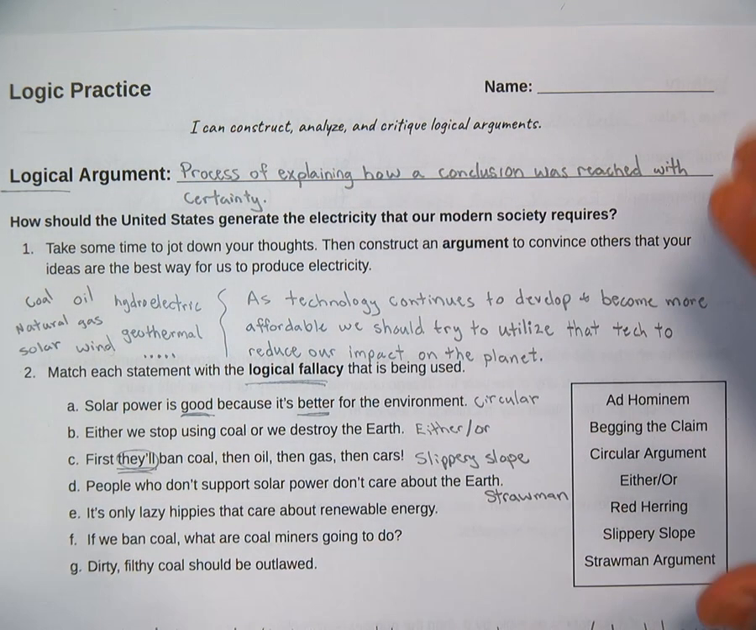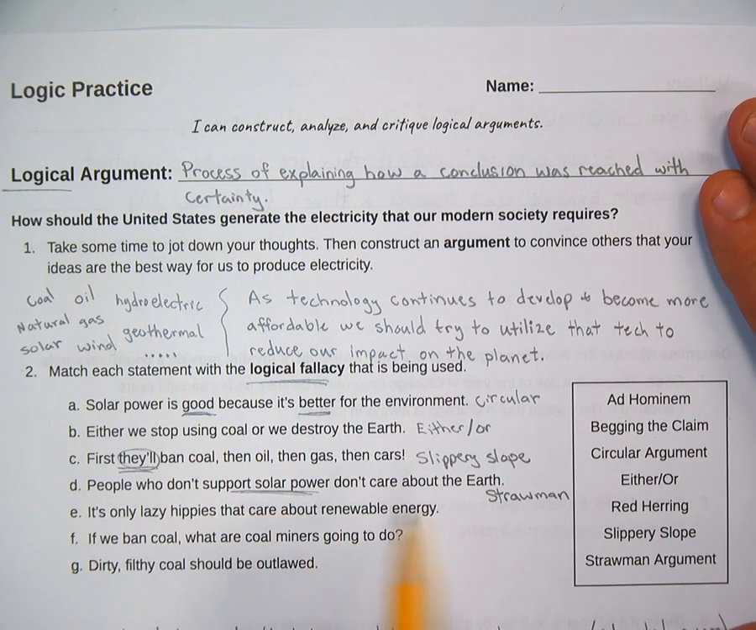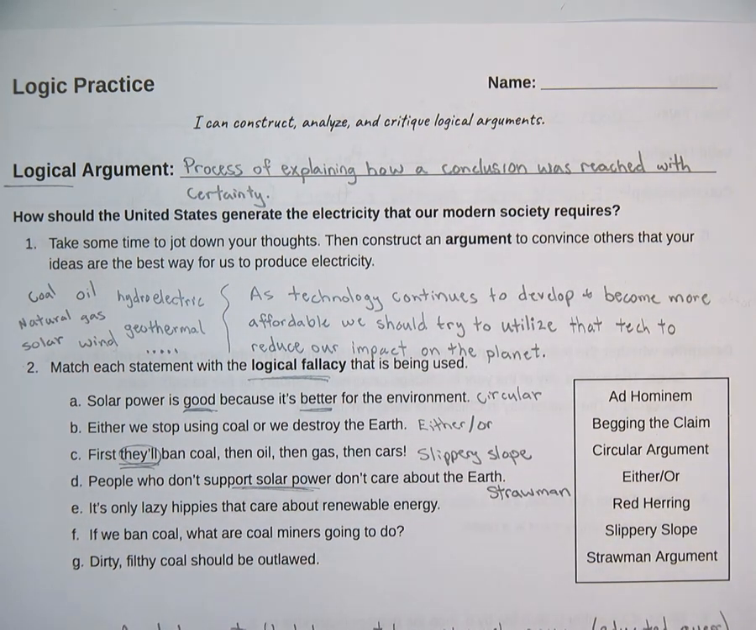So here what they're doing is saying that if you don't support solar, the only reason you wouldn't support solar is that you don't care about the earth. Like, that's not necessarily true. There are actually reasons not to support solar. Like, for one, it's kind of expensive. There are other options, right?